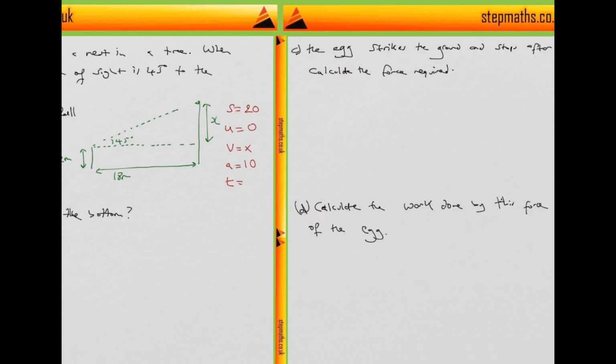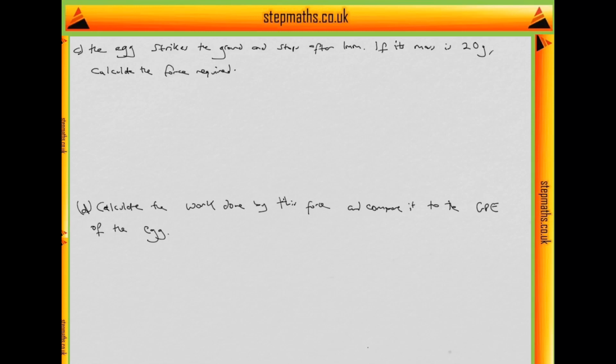Okay, so part C says the egg strikes the ground and stops after 1 millimeter. If its mass is 20 grams, calculate the force required. So how am I doing this? Well, we know that it strikes the ground with a speed of 20 meters per second, and so it has kinetic energy. It's going to stop, so it has to lose this kinetic energy. So it has a change in kinetic energy. And where's this energy going to go? Well, that's going to be equal to the work done by the force, so that'll be equal to force times the distance.